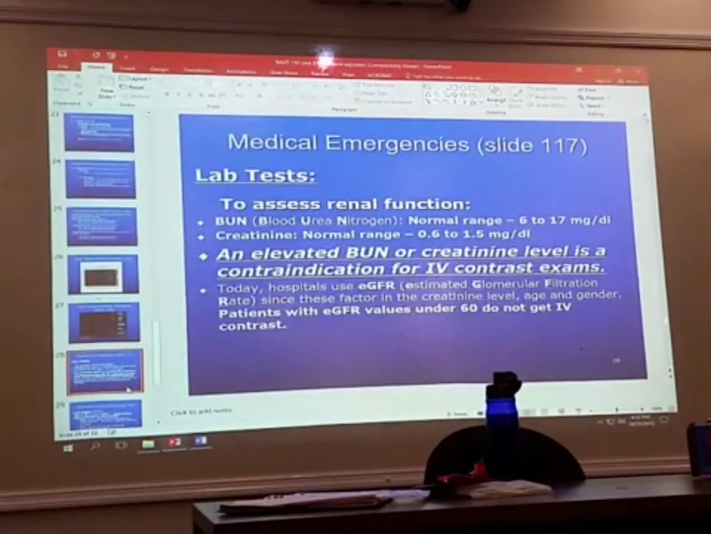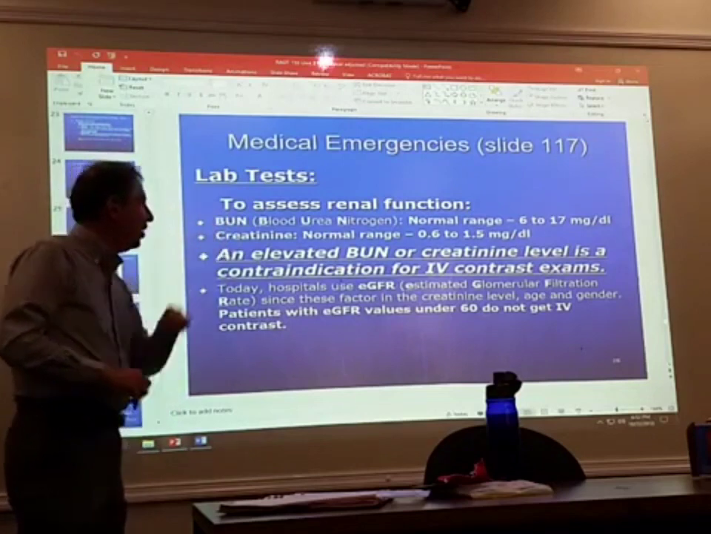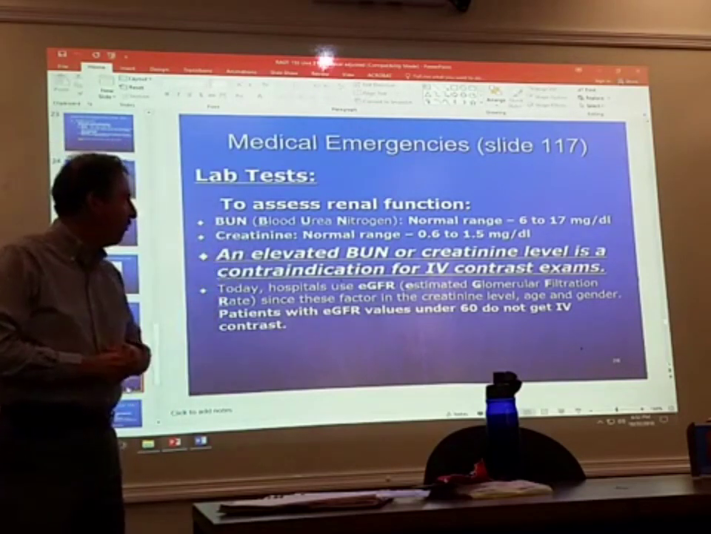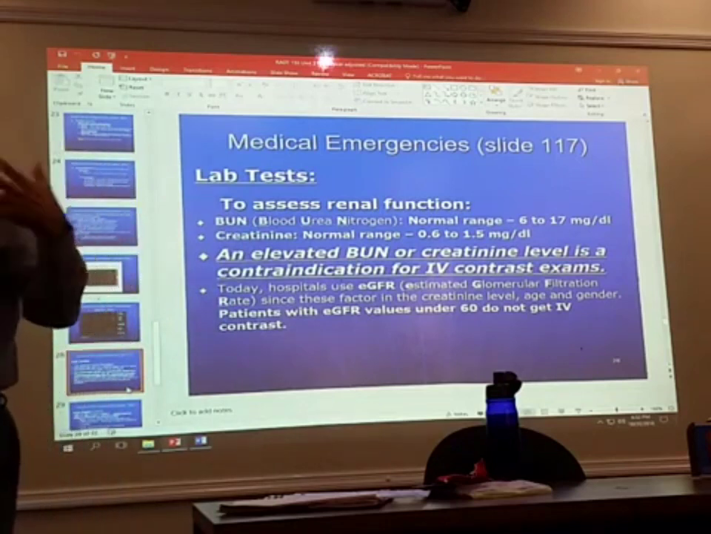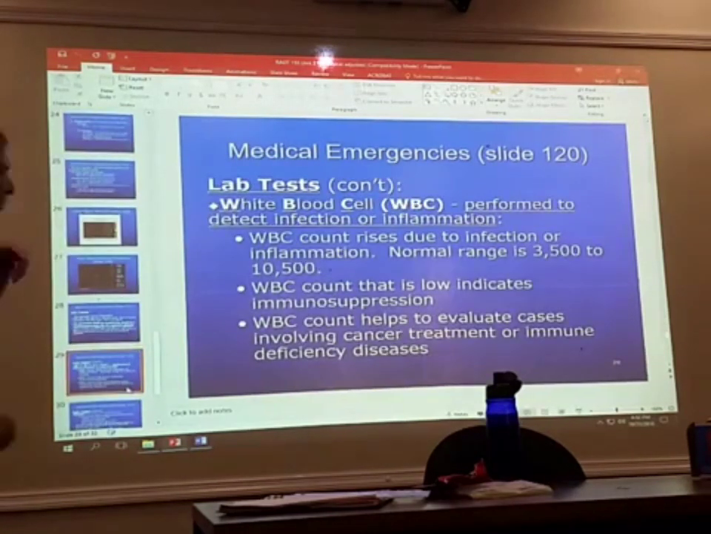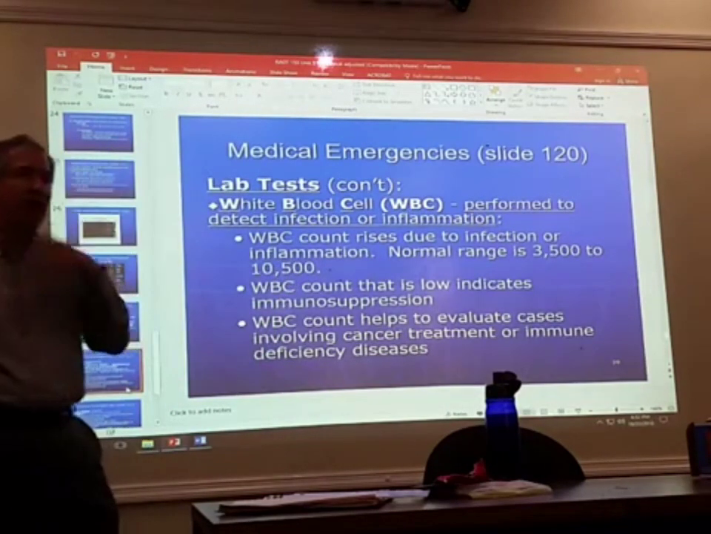So you have a little bit of understanding of what those numbers mean, and it'll help you out quite a bit, okay? In terms of renal function, BUN, creatinine, so you remember those, and anything that's elevated on one of those doesn't necessarily mean it will be, but it can be a contraindication to whether you give the exam or not, okay? White blood cell count, just a normal range is 3,500 to 10,500.